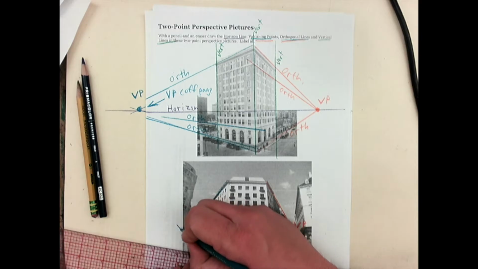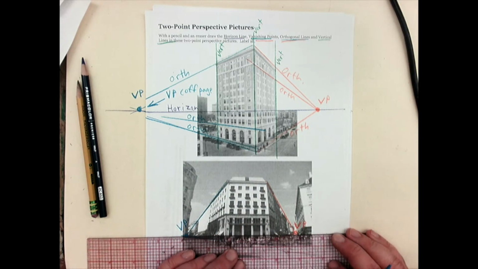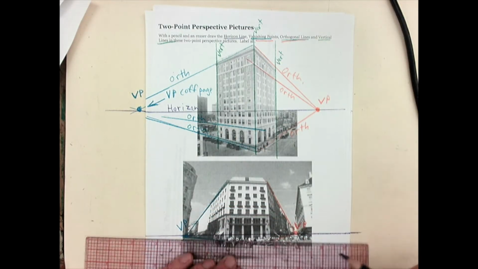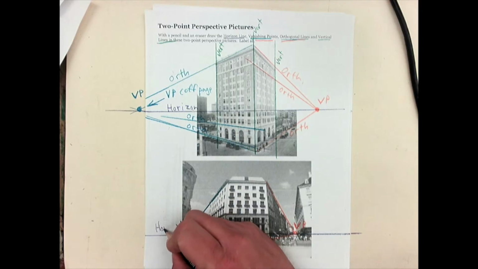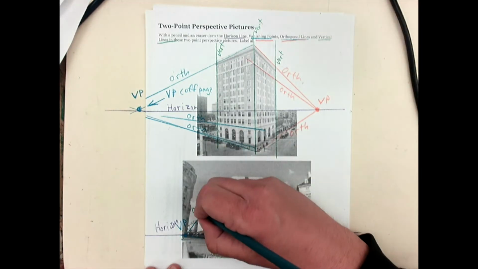After I've found those vanishing points, I can connect them to figure out where the horizon is. Sometimes the horizon will be behind some buildings or something like that, so it can be hard to tell where it is. But once I've established my 2 vanishing points, I can connect them to create the horizon.